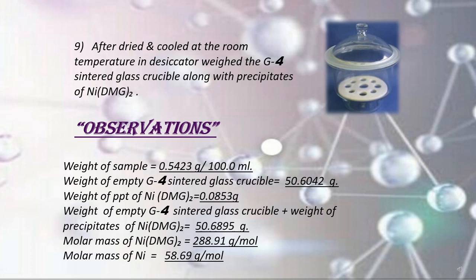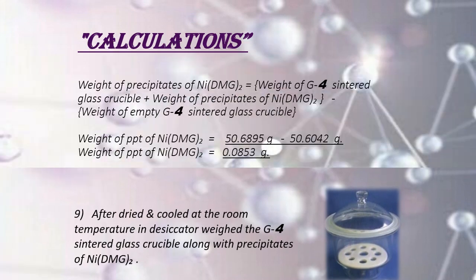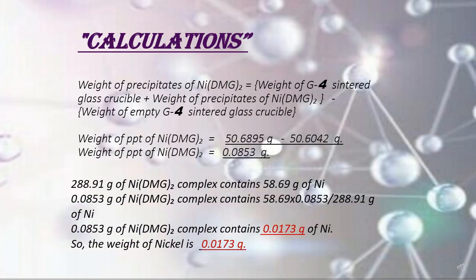Weight of sample is 0.5423 gram per 100 ml. Weight of empty G4 sintered glass crucible is 50.6042 gram. Weight of precipitate of nickel dimethyl glyoxime is 0.0853 gram. Weight of empty G4 sintered glass crucible plus weight of precipitate of nickel dimethyl glyoxime is 50.6895 gram. Molar mass of nickel dimethyl glyoxime is 288.91 gram per mole. Molar mass of nickel is 58.69 gram per mole. Here is the calculation of our analysis.